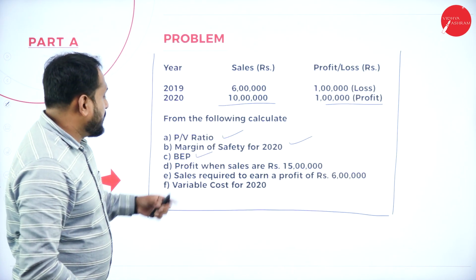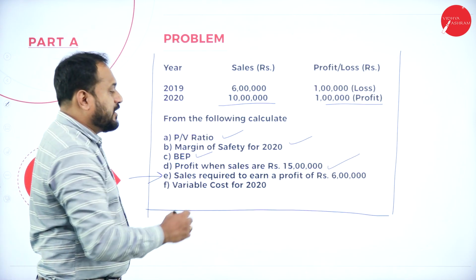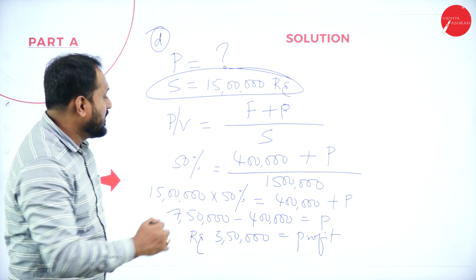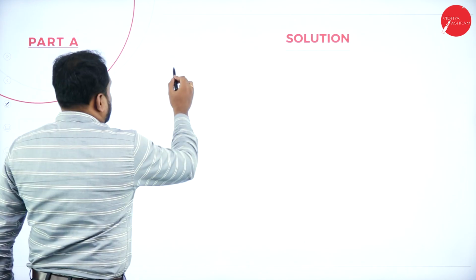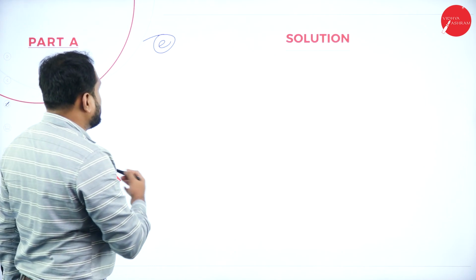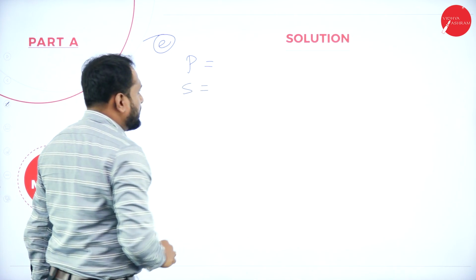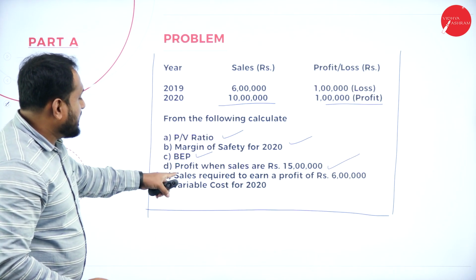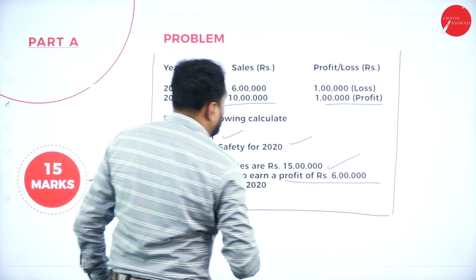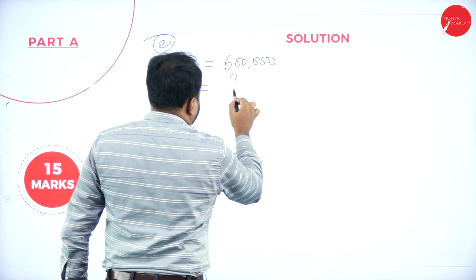Now here profit when sales we have done. Next question is sales required to earn a profit of rupees 6 lakh. The same way you are supposed to do here also. Let me erase this for you now. What they are asking is E. That is they want you people to go with this. What is the question? Right here profit, right here sales. Okay. Now go back to the question. Sales required to earn a profit of 6 lakh. Now what is that? Profit is 6 lakh. What would be the sales?